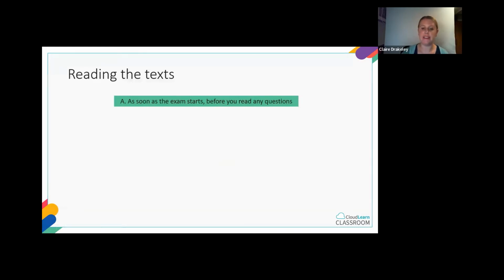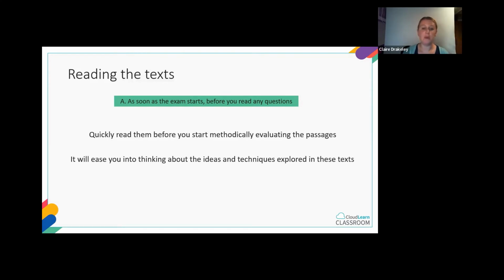So when you begin the exam, it's always a good strategy to read through the two texts first before you look at any questions. The two extracts will be between 650 and 900 words, so you will have time to read them through before you methodically begin evaluating them. Not only will this settle you into the assessment, but it will ease you into thinking about the ideas and techniques explored in these texts.